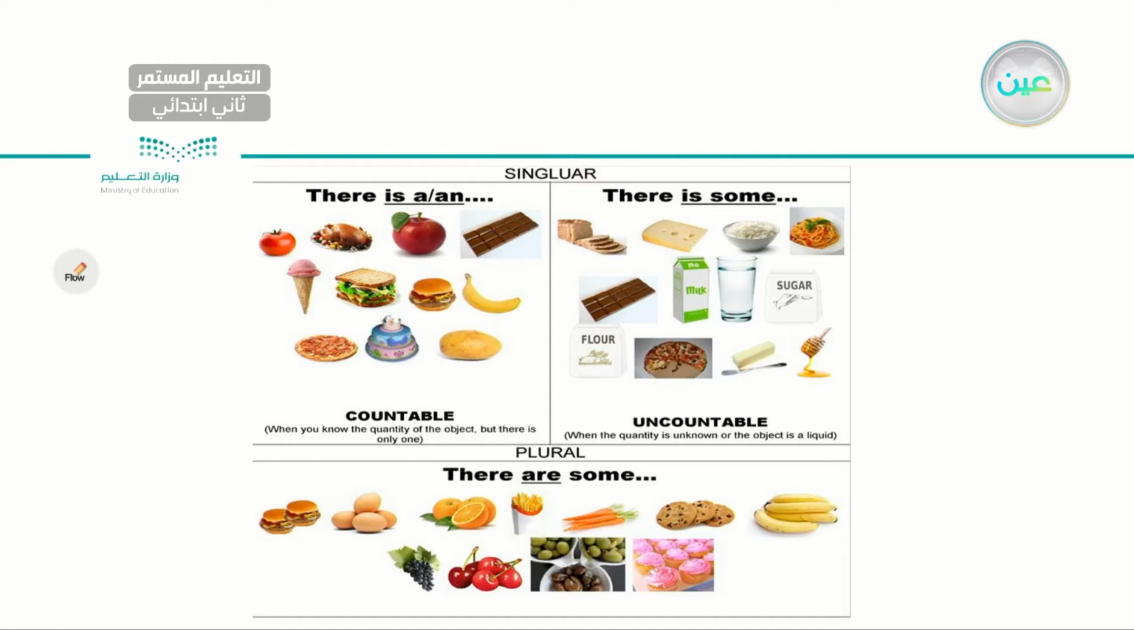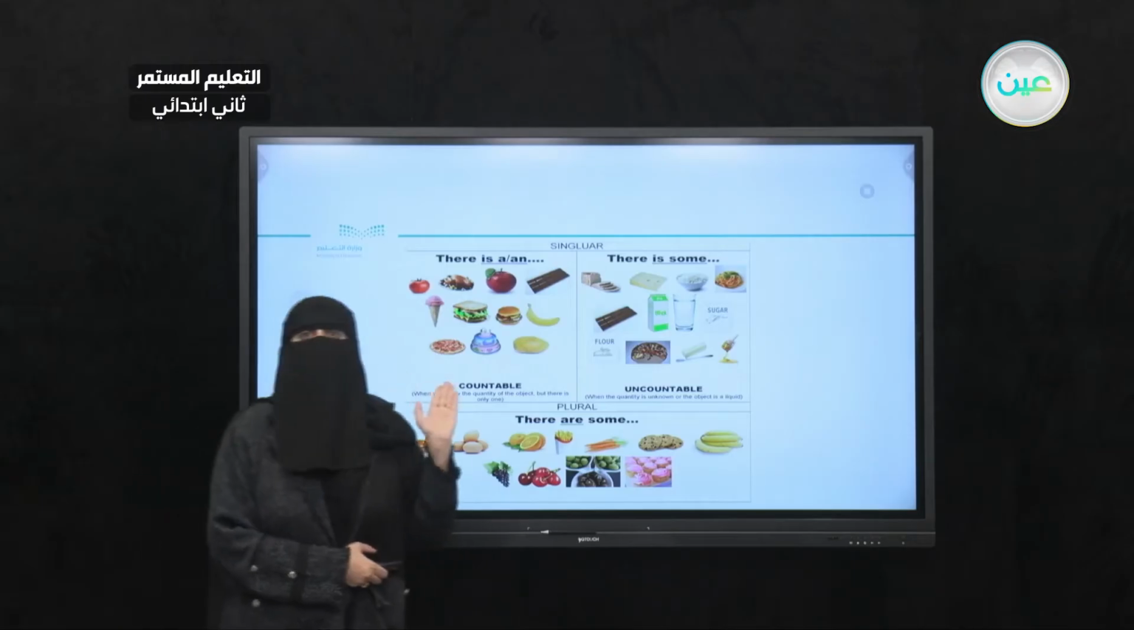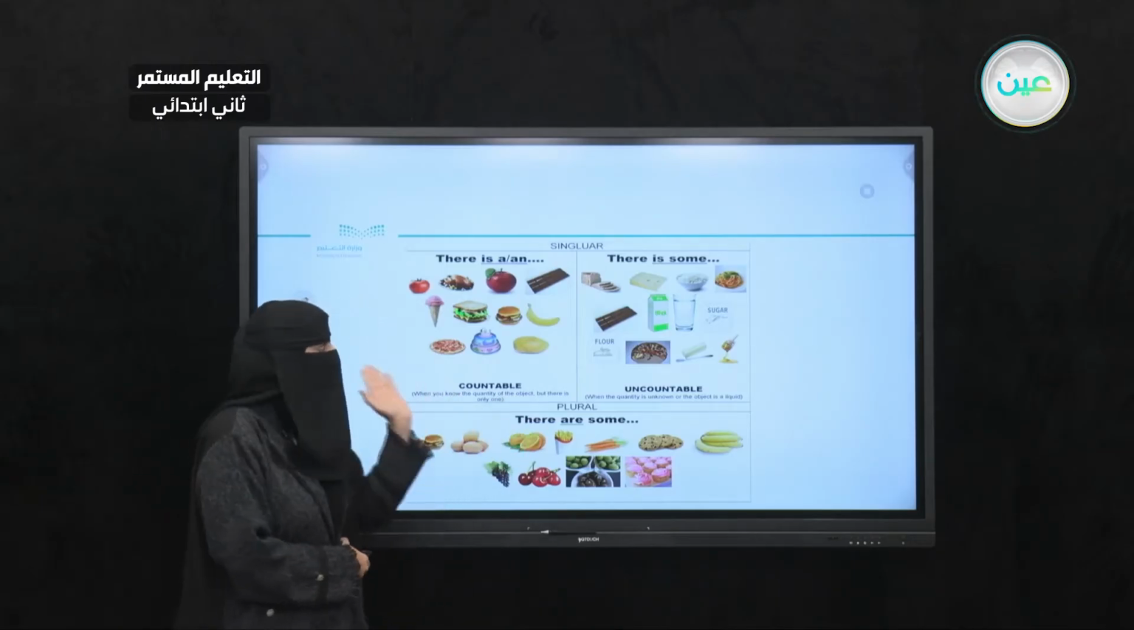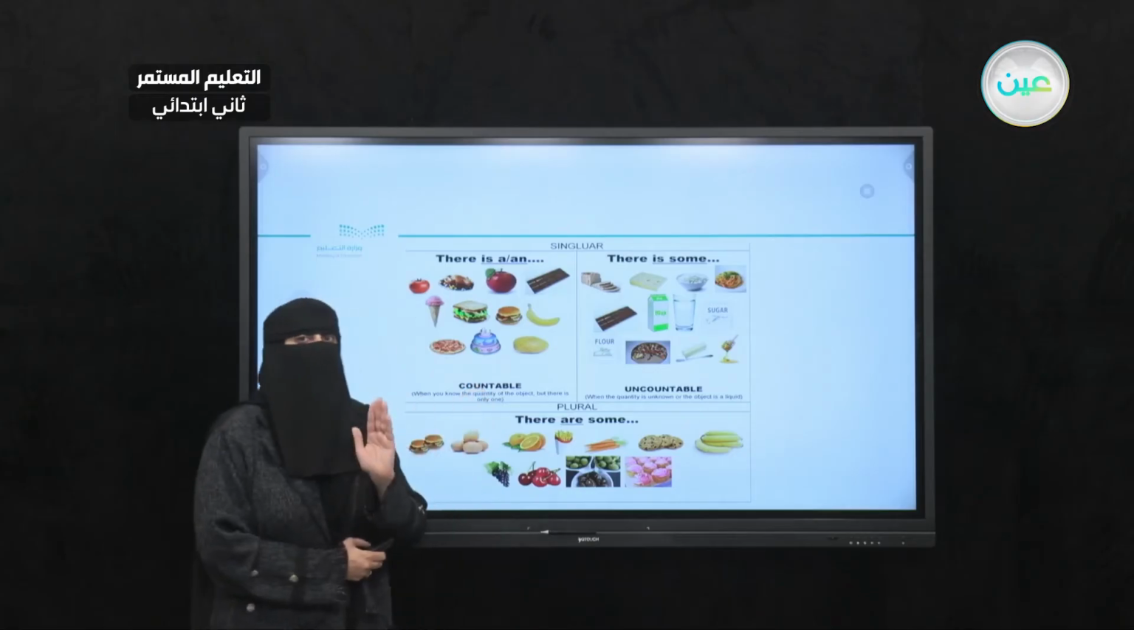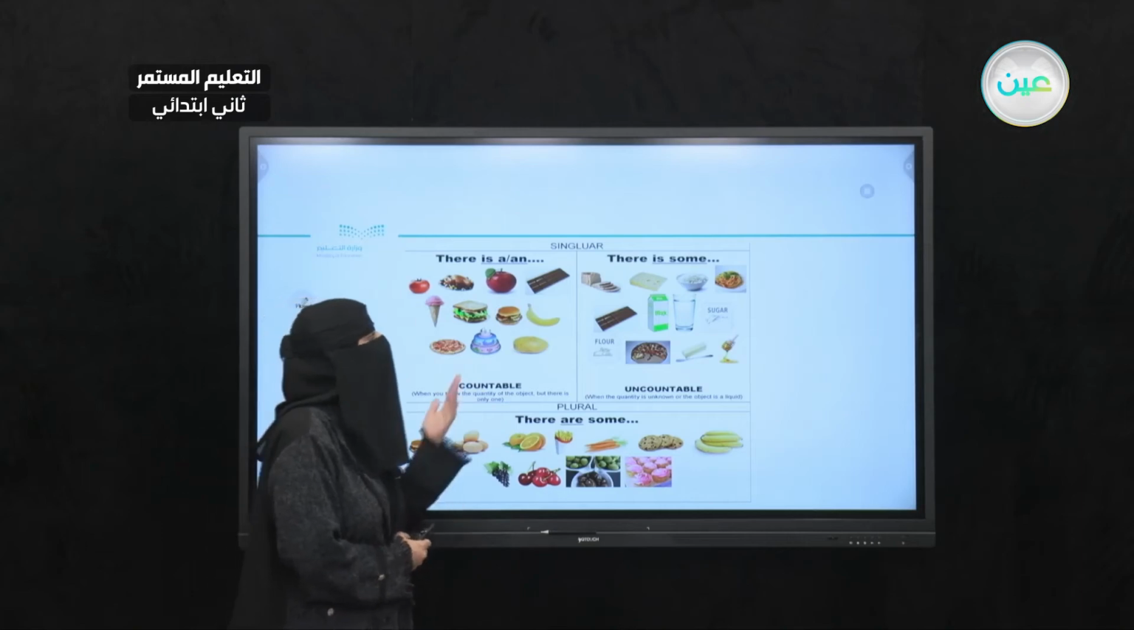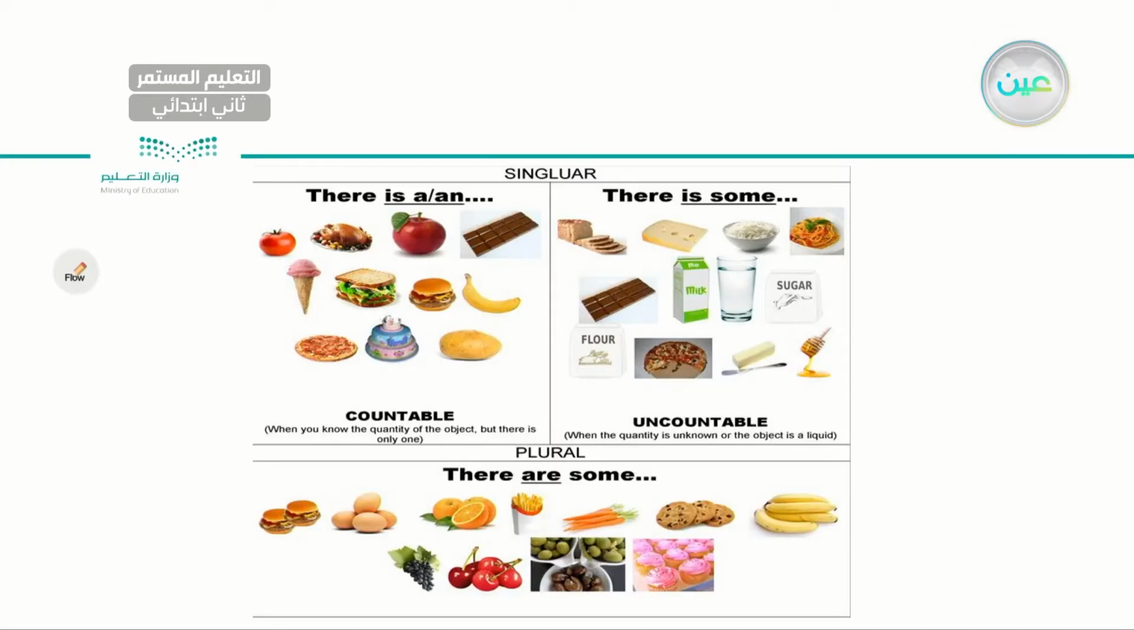So we use the articles a and an because I have countable nouns. Okay? Moving to the top right corner, I have uncountable nouns. We'll be referring to them using some. There is some. So let's read. There is some bread. There is some cheese. There is some rice. There is some pasta. There is some chocolate. There is some flour.